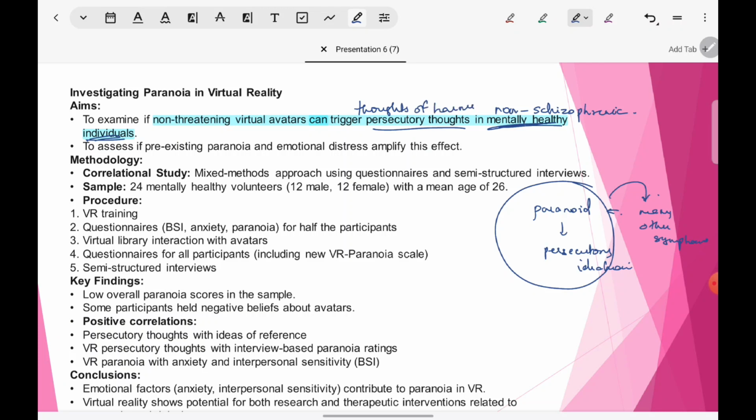Thoughts that another person wants to harm me. That is known as persecutory thought. And non-threatening virtual avatars means when we enter virtual reality, which is like a make-believe computer simulation, which seems very real because we get totally immersed in like a 3D experience.